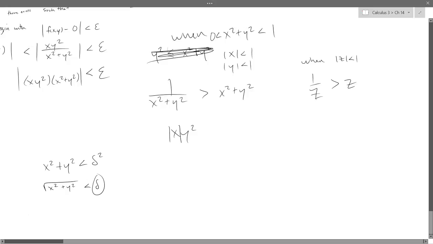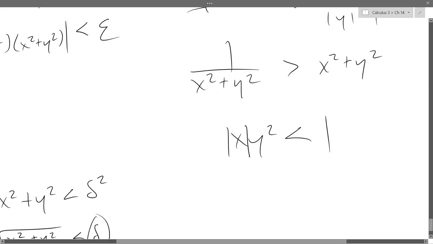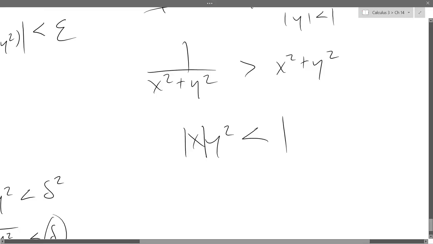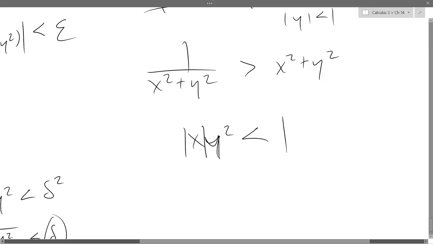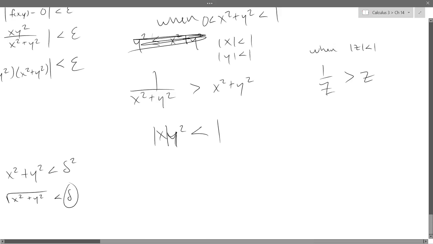So I'm going to put an absolute value around x. Why can I say that this product is less than one? It'll be two numbers that are smaller than one. And of course, you square something smaller than one, it gets even smaller, and then multiply it by another number less than one, it's going to get even smaller. So as long as, again, we're inside the unit circle, we have this property.